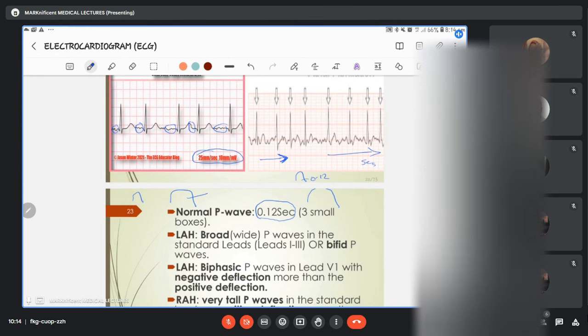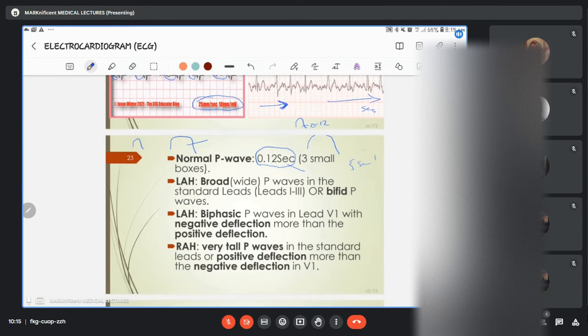So the ECG calibration will always come out this way. Each small box, or three small boxes, is 0.04, however this is the standard 0.12 seconds. But in some ECGs, three small boxes is for this particular one. Some ECGs will be 5 small boxes for 0.12, or some will be 2 small boxes for 0.12. But however, the 0.2 is a standard second for the P wave. So that is the normal. So you should take note of these things too.